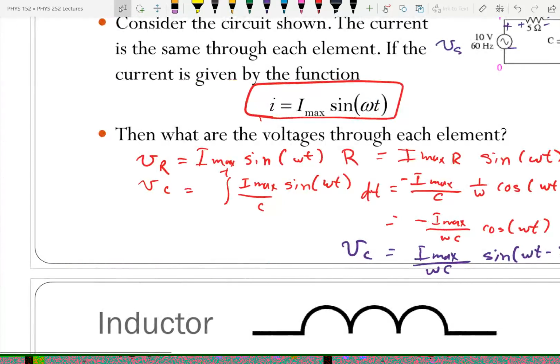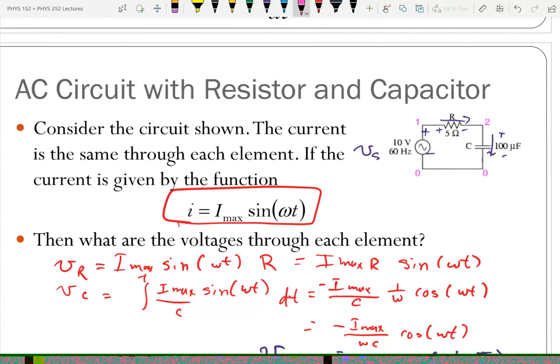So that's a circuit with just a resistor and a capacitor. In case you're wondering about those little magenta numbers, 1, 2, and 0, the software I use to make this, PHYS, put those on. Those are node numbers.